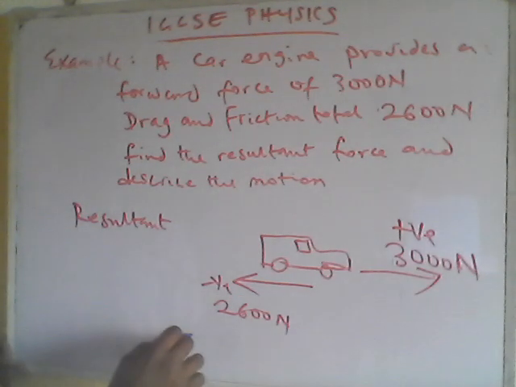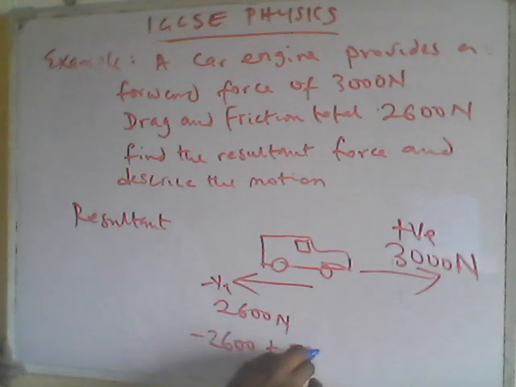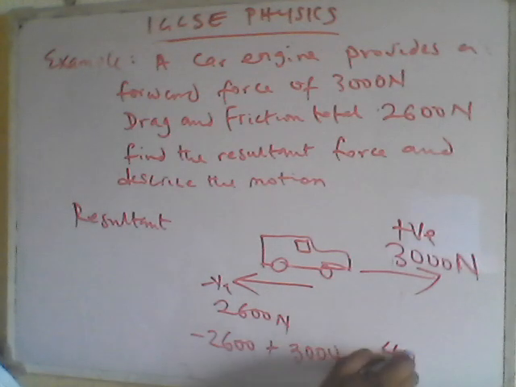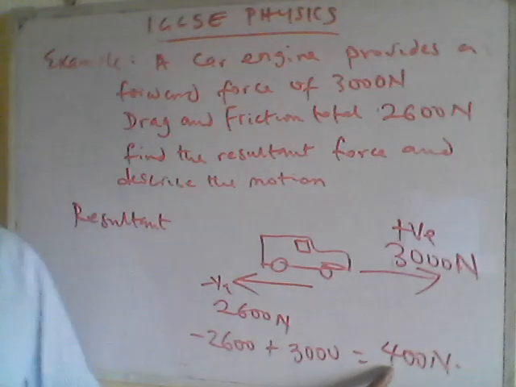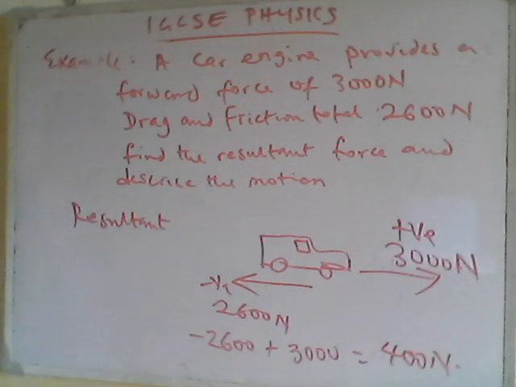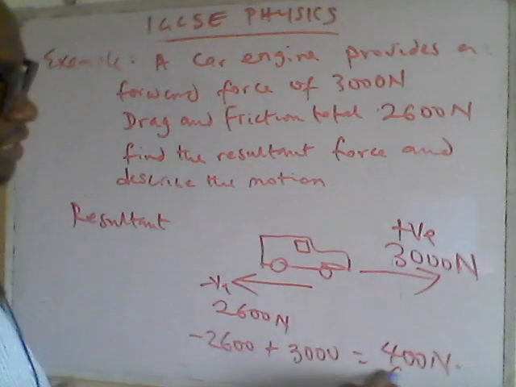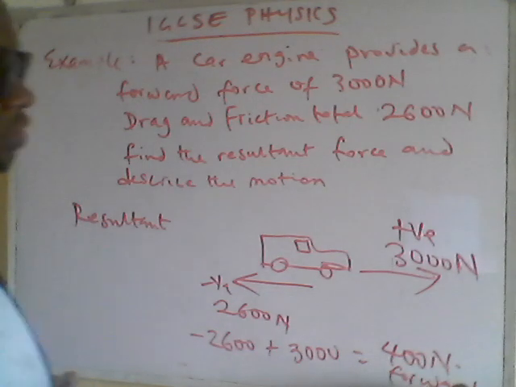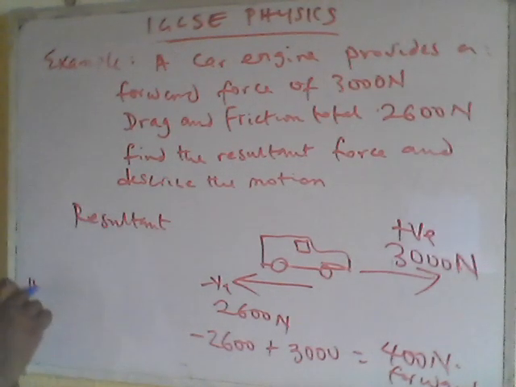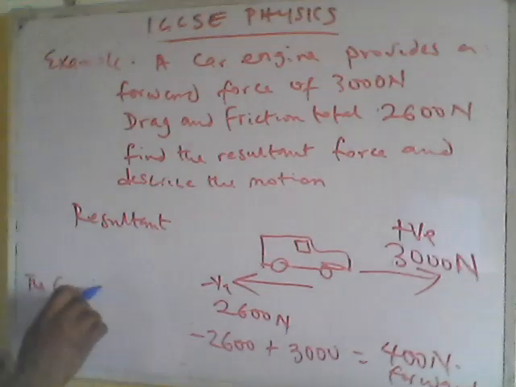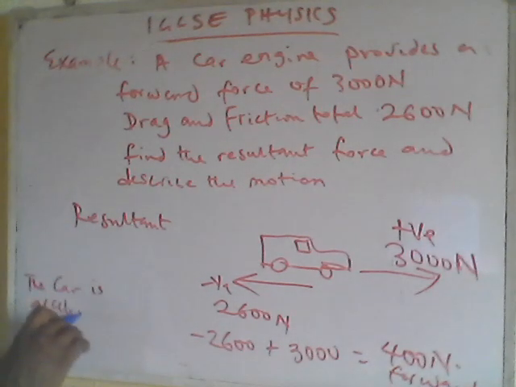So I say minus 2,600 plus 3,000. The summation of these two will give me 400 Newton. Because it's positive, it's acting forward. So it is 400 Newton forward, that's the direction. And the car is accelerating forward.